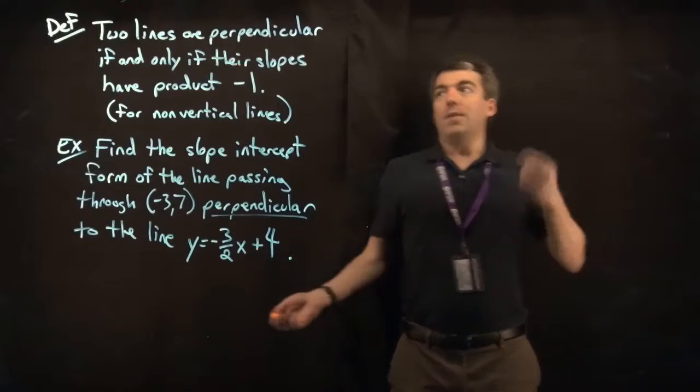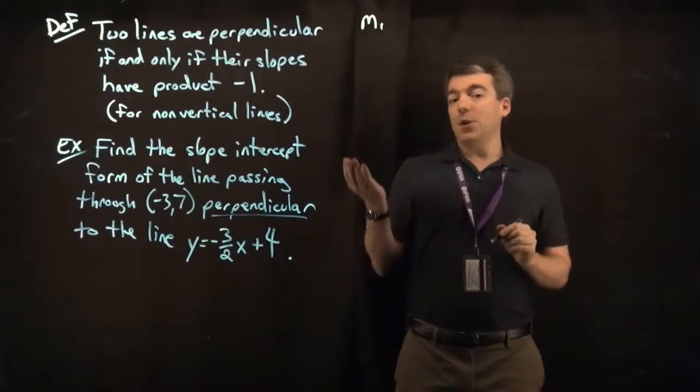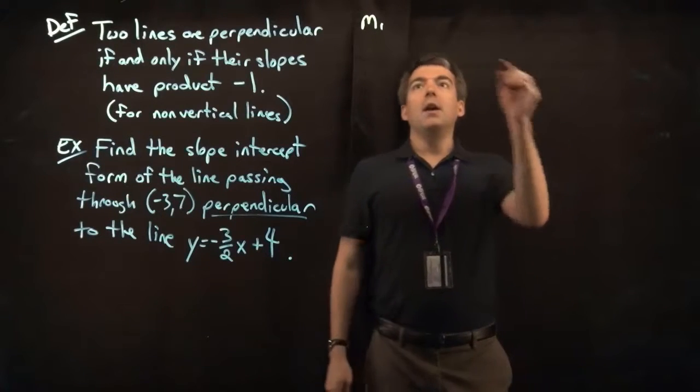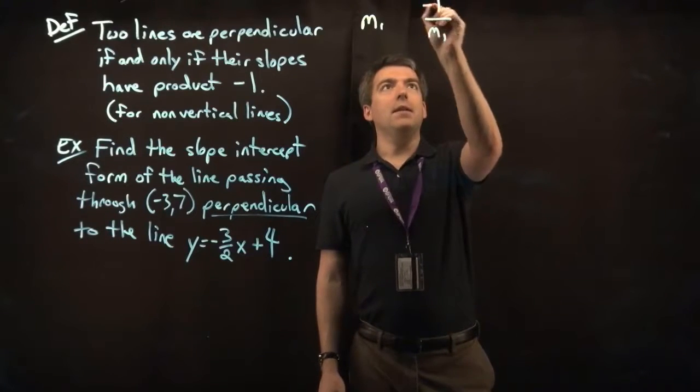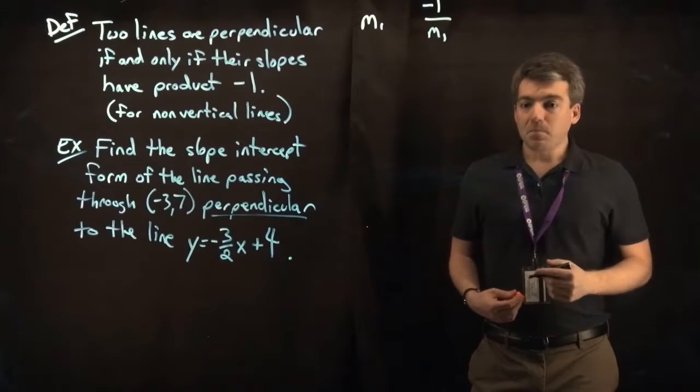So for example, if the slope of a line were m, call it m1, then the slope of a line perpendicular to this line would be the following: 1 over m1, but then the opposite. So sometimes we call that the opposite reciprocal.